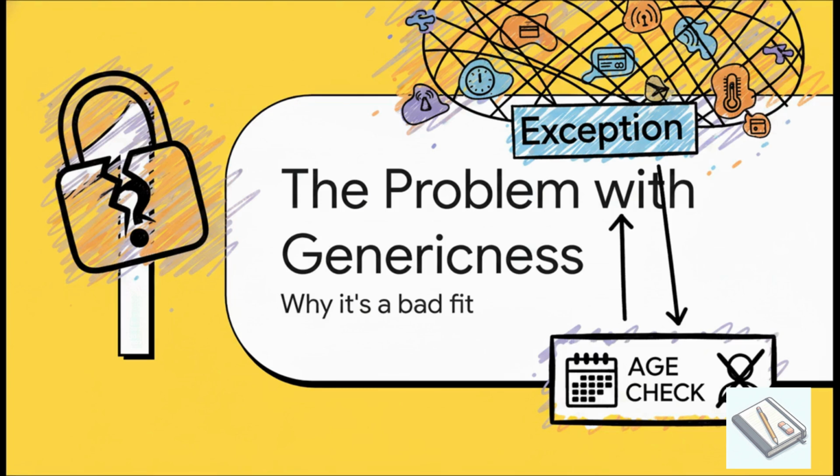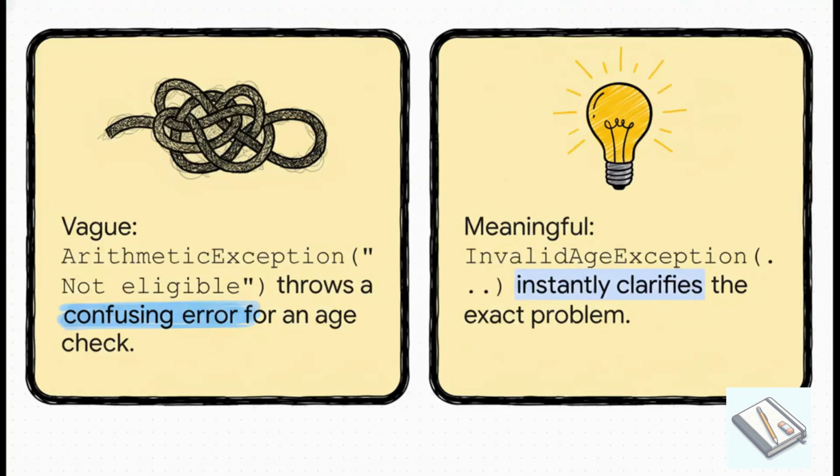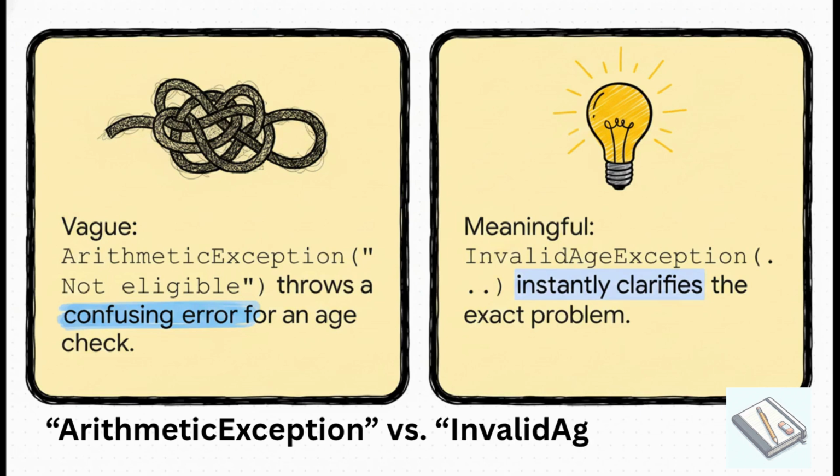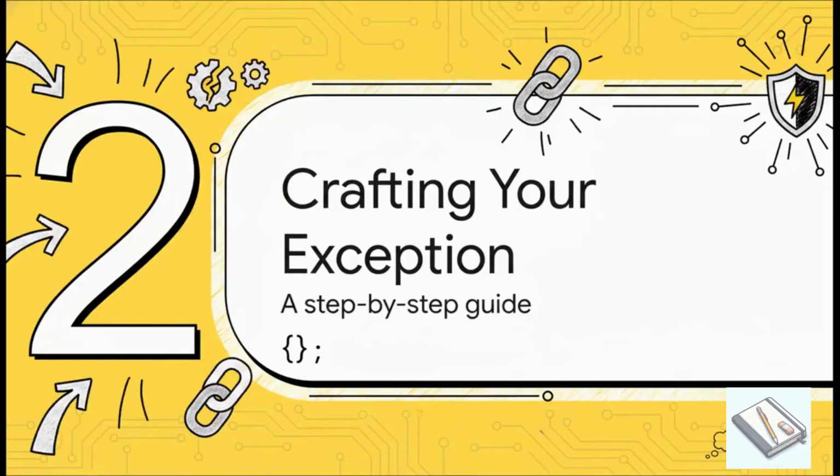Take a simple age check, for example. So look at this. On the left, we're throwing an arithmetic exception. I mean, sure, it works, it'll stop the program, but the name of that exception has literally nothing to do with someone being underage. It's just confusing. Now look at the right. Invalid age exception. Bam! Instantly, anyone reading that code knows exactly what went wrong. That clarity is everything.